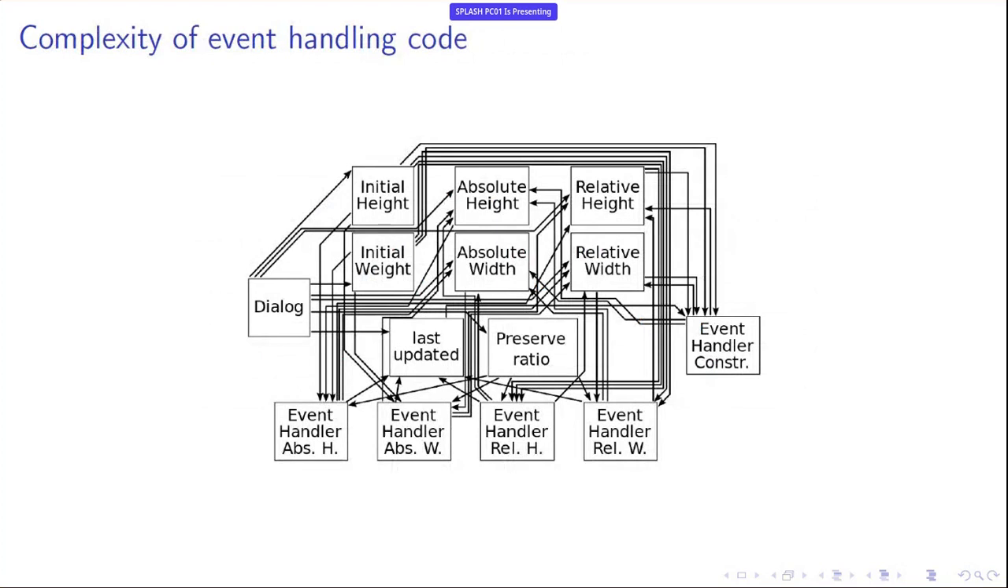Just to illustrate here, here's how the different event handlers interact with the different properties of the model. And it should be clear from this image that this is really tedious and error-prone to write this event handler code yourself.